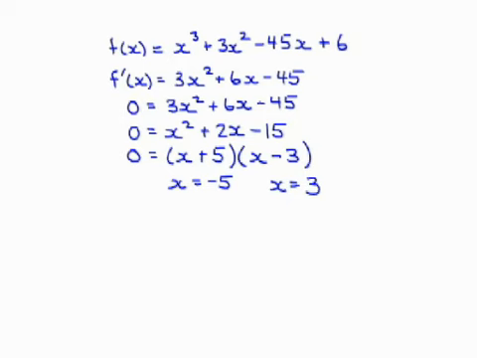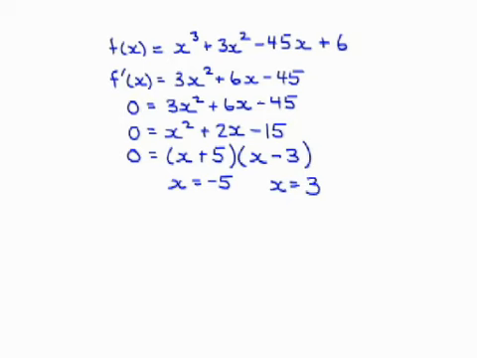Now I need to find the corresponding y coordinates for these two values of x. Some students accidentally use f prime of x in an attempt to calculate their corresponding y's. If you do so, what you'll notice is you end up with 0, because the slope of the tangent line at x equals negative 5 and the slope of the tangent line at x equals 3 is 0.